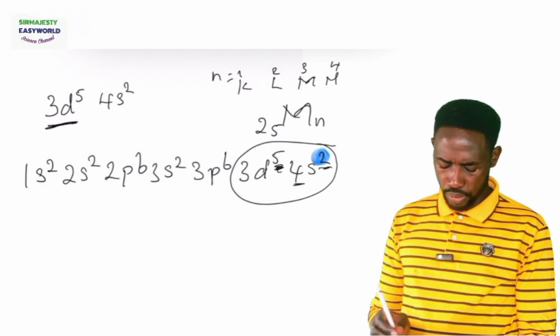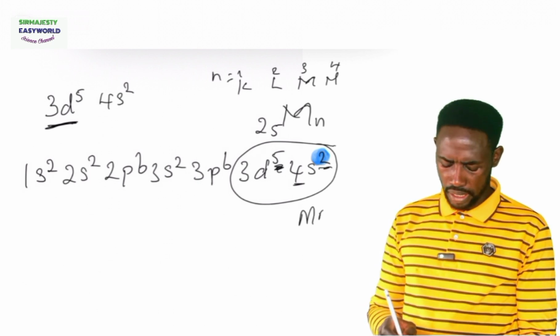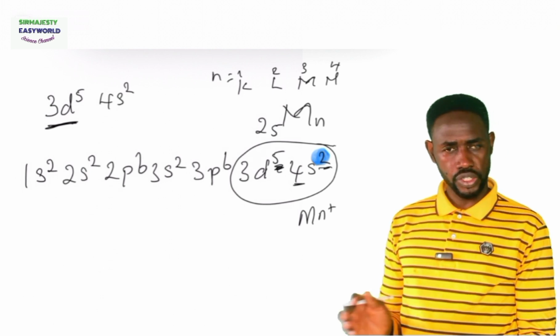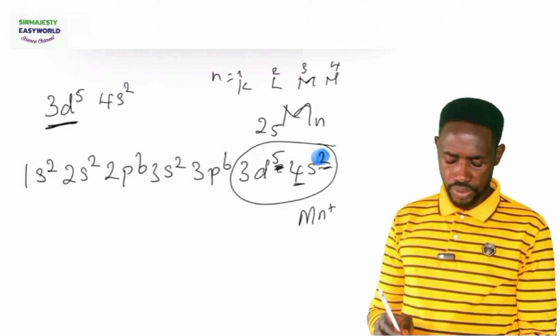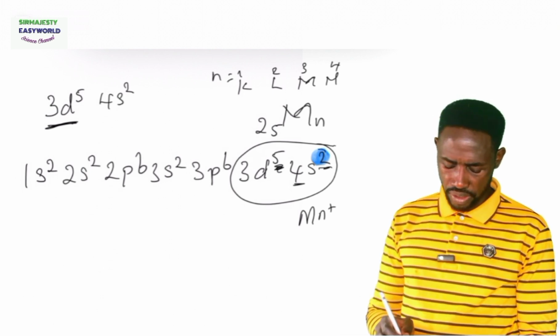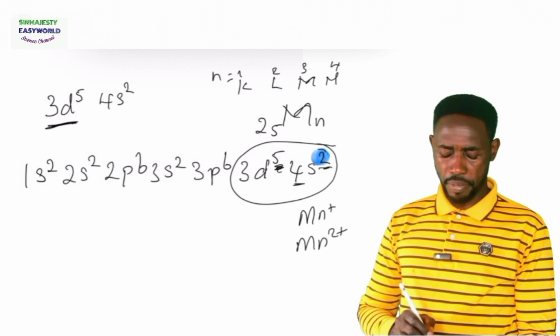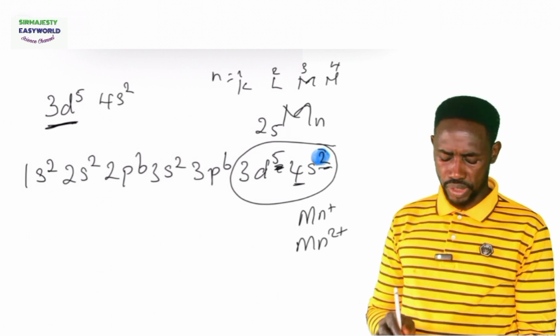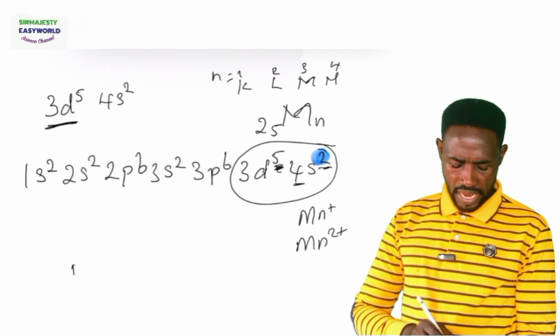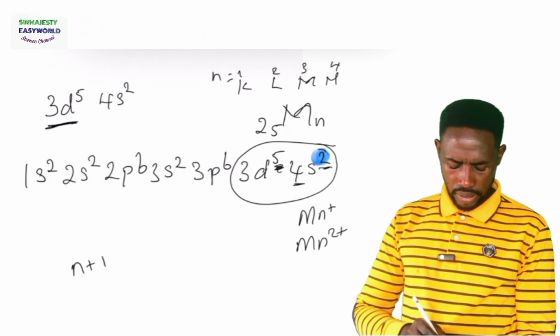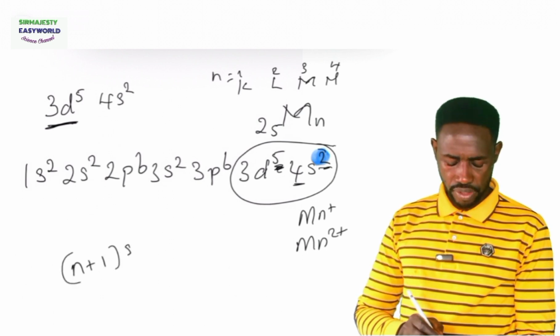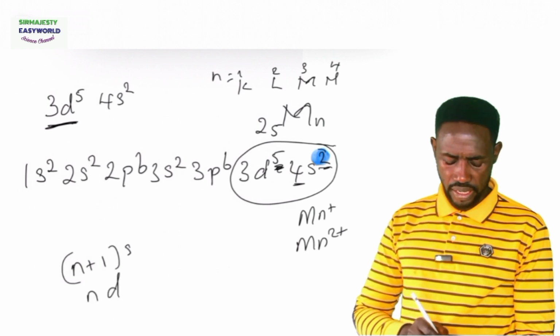Manganese can lose 1 electron to form what? Manganese 1 ion, which is not stable. Then it can lose the whole electron in the 4s to form manganese 2 ion. Remember, the transition metals in general will lose their n plus 1 s electrons before losing their nd electrons.